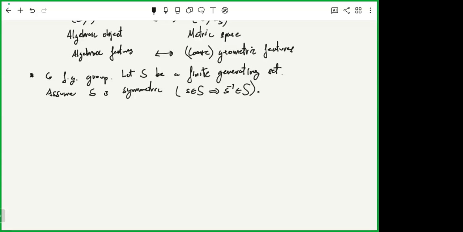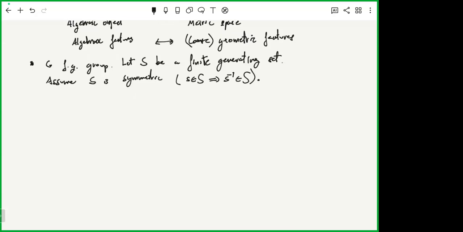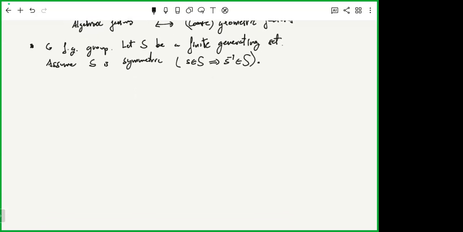Then we will define the Cayley graph. The Cayley graph is a graph that depends on G and S, and the vertex set is the following. The vertex set of gamma is the underlying set of G. So I consider the elements of G as vertices.